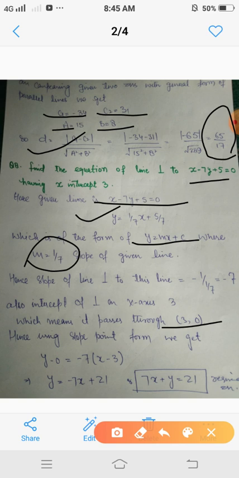Now using the slope point form, y minus y naught equals m times x minus x naught. Here x naught is 3, y naught is 0, m is minus 7. So on substituting in this we simply get 7x plus y equals 21. So this is the required equation of the line which is perpendicular to the given line, that is x minus 7y plus 5 equals 0, cutting the x-axis at 3 units from the origin, or having x-intercept equal to 3 units.